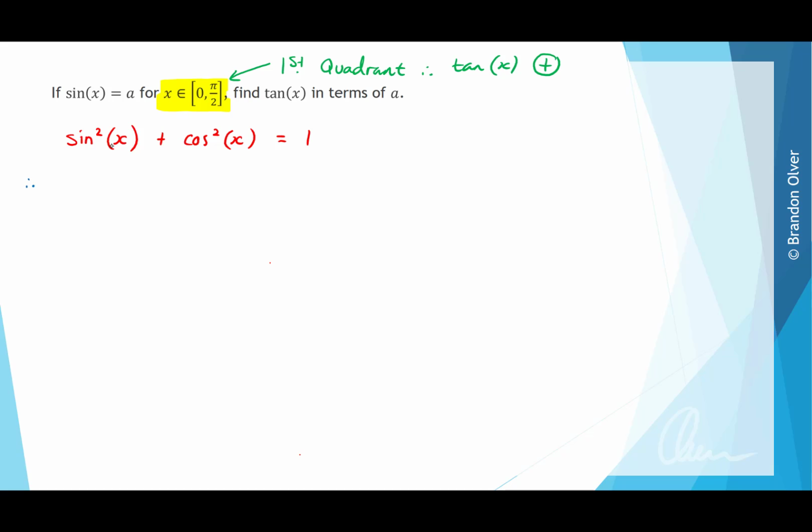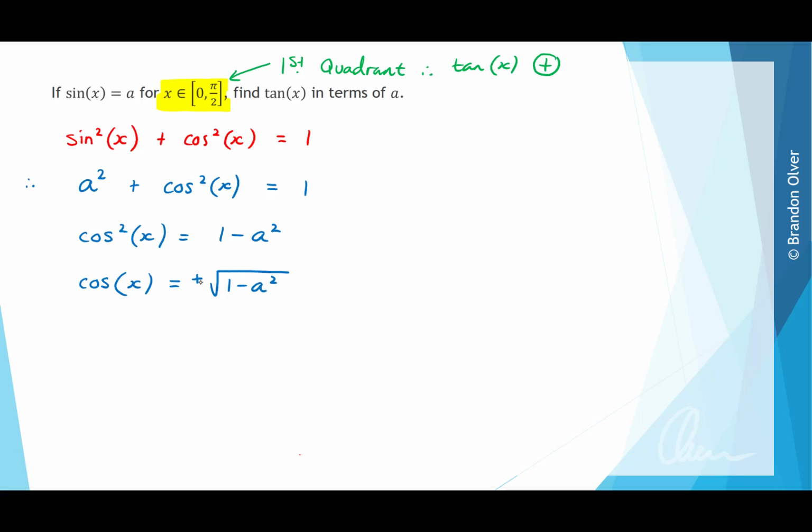Therefore, sine squared of x is a squared, and then we have plus cos squared of x is equal to 1. If we rearrange this by subtracting a squared from both sides, we find that cos squared of x is equal to 1 subtract a squared. So cos squared of x is cos x all squared. If we want cos x by itself, we're going to need to take the square root of both sides. So we find that cos x is equal to the square root of 1 minus a squared.